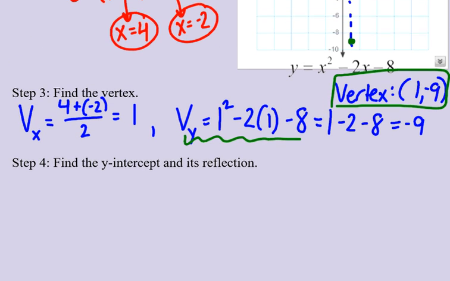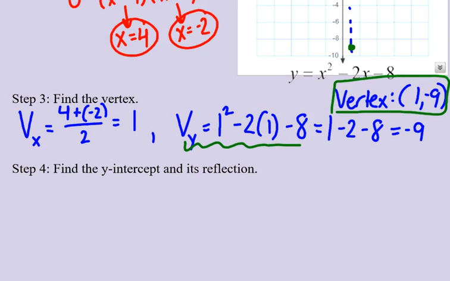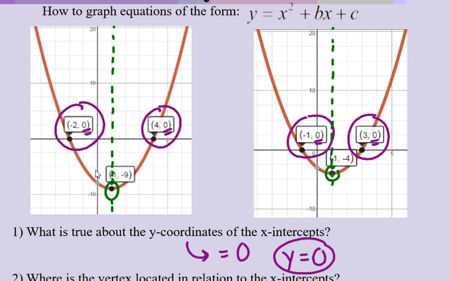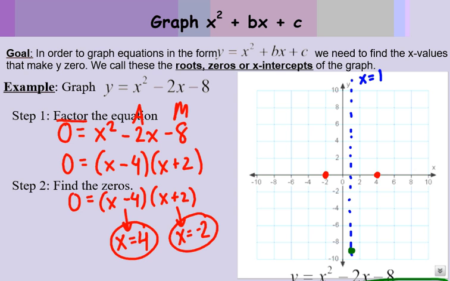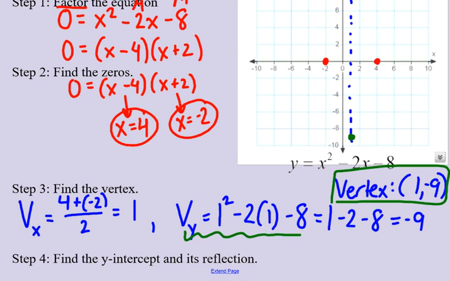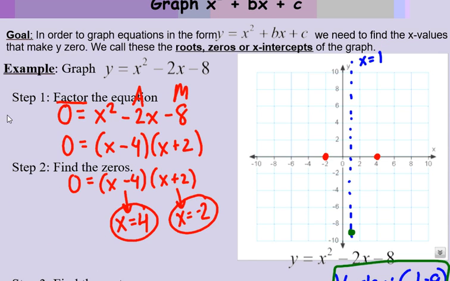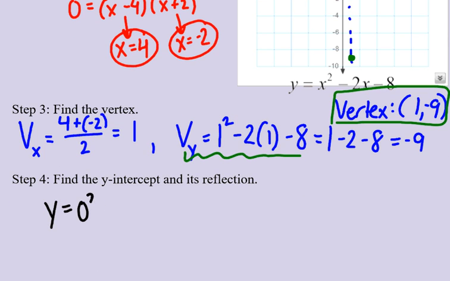Last part is the y-intercept. The y-intercept, wherever this graph is going to cross on the y-axis, your x-coordinate has to be 0. So I need to put 0 in for x in my equation in order to find the y-intercept. So 0 squared minus 2 times 0 minus 8. But you'll realize these parts will just go away. My y-intercept is going to be the point 0, -8.